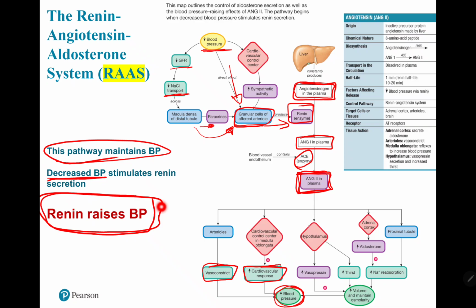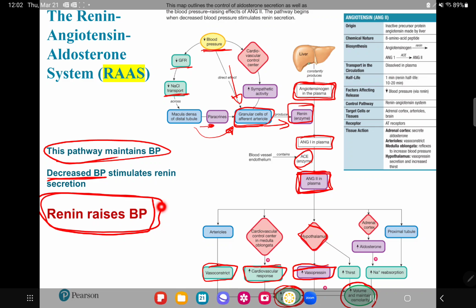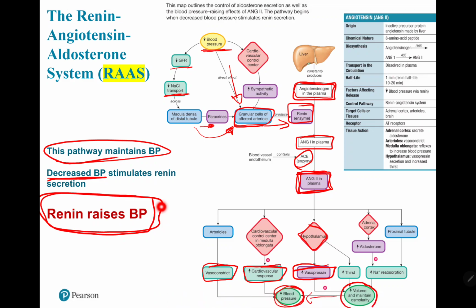Angiotensin II is going to go to your hypothalamus and tell your hypothalamus to release vasopressin. So now we have increased ADH, or increased vasopressin. Now we can conserve more fluid volume. If you can conserve more fluid volume, you're going to raise your blood pressure. It's also going to tell the hypothalamus to increase thirst, so now you'll seek out fluid. Increase volume, increase blood pressure.